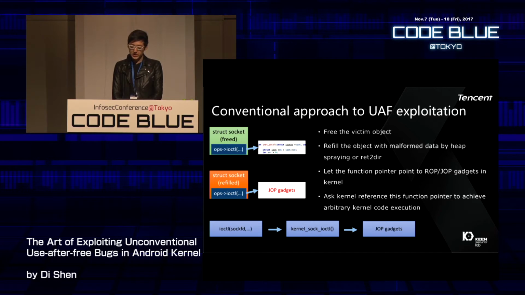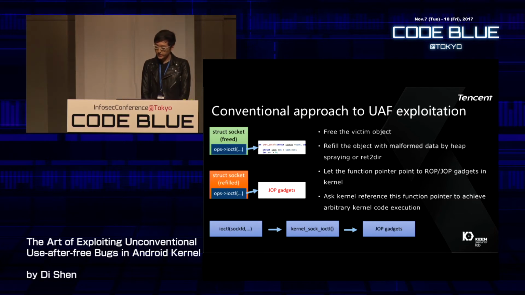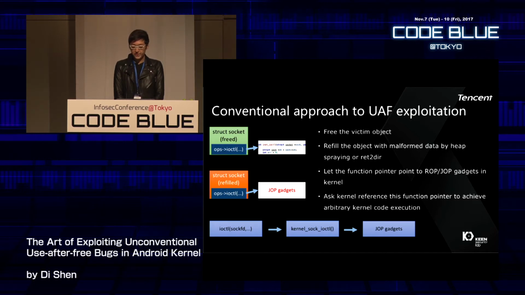So here we assume that there is a use-after-free bug in the socket, just like PingPongRoot, if you have heard of it. So the socket in the green box is freed right now. It has a member, ops. It's a function table, and normally it will point to a kernel function, which is inet_ioctl, but it's freed right now. So we have a chance to refill this object by heap spray. Hopefully we can refill the malformed data into the orange box. So now the function pointer is pointing to the JOP gadget in the Linux kernel.